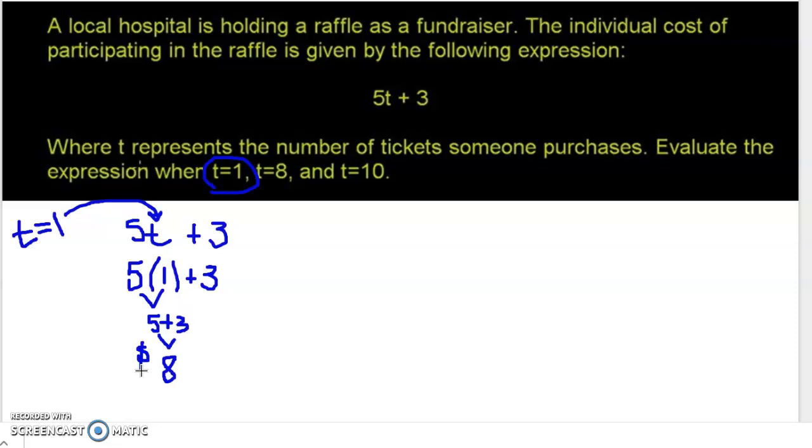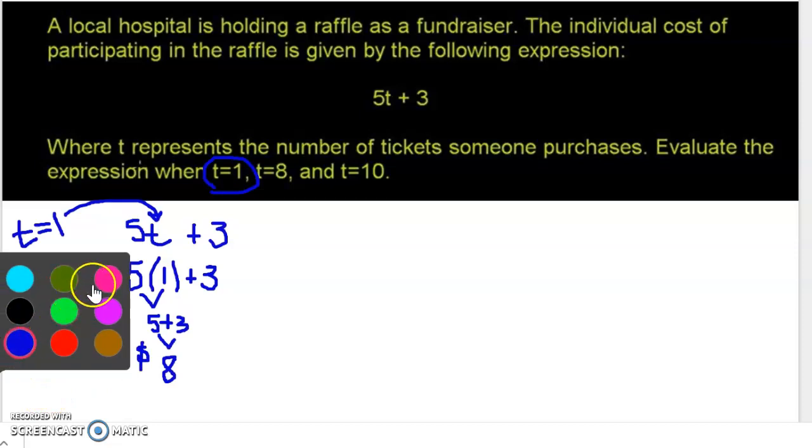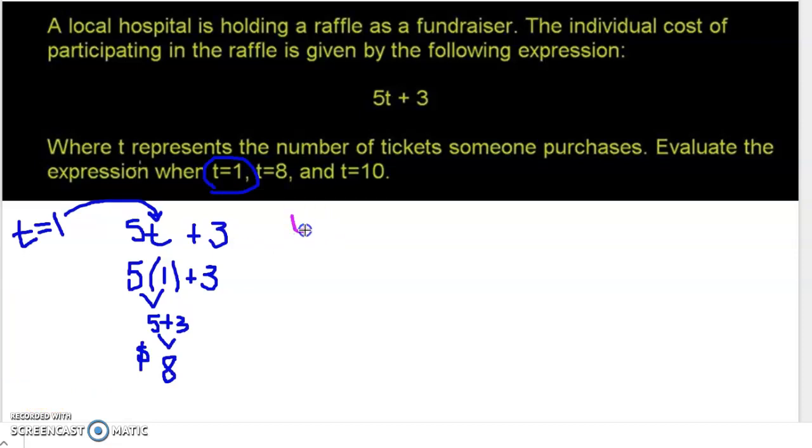So now we're going to look at purchasing 8 tickets. I'm going to change colors just so you can see it a little bit better. And now I'm going to write t equals 8. Once again, we're using that same expression, 5t plus 3. So I'm going to go ahead and write that. And now the number of tickets I have is 8. So that's going to go in place of the letter t. So instead of 5 times t, I have 5 times 8 because that is the number of tickets, plus 3.